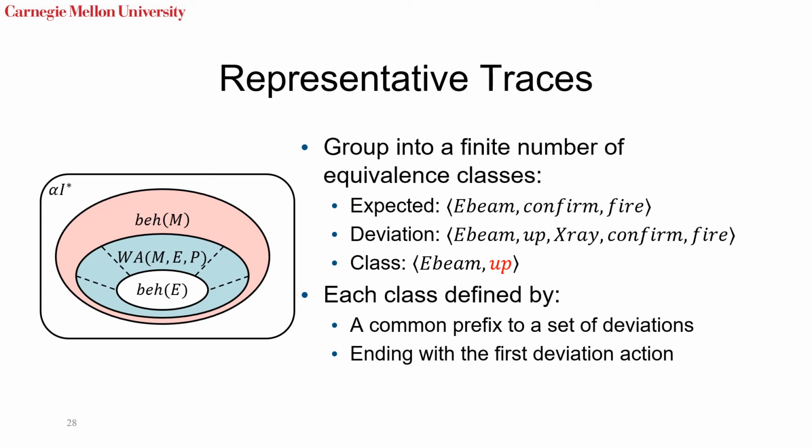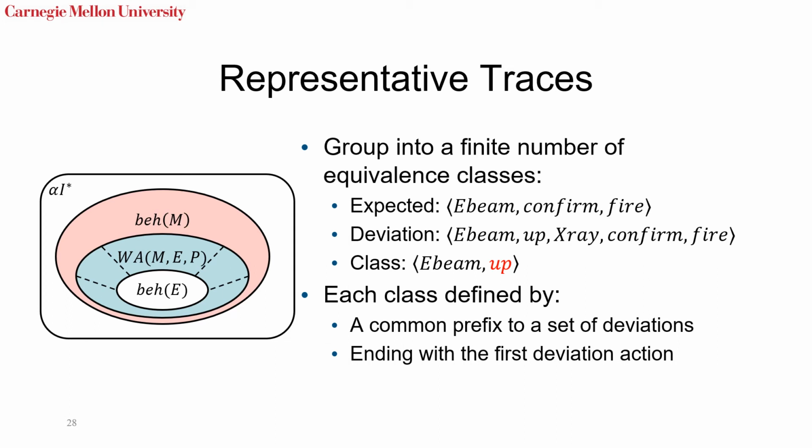For the first problem, we group the traces into a finite number of equivalence classes. For example, take E-beam confirm fire as a reference trace. We can create a class of deviations E-beam up, which represents all the deviation traces that start with E-beam up. So each class is a common prefix to a set of deviations, and that prefix ends with the first deviation action. There are different ways to group the deviation traces. Here we choose to focus only on the first deviation action. For example, up is the first deviating action compared to the reference trace.